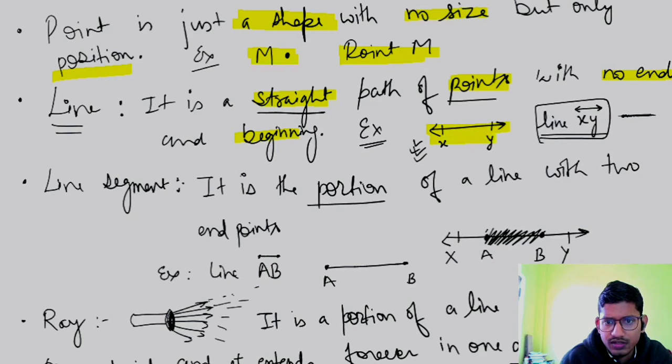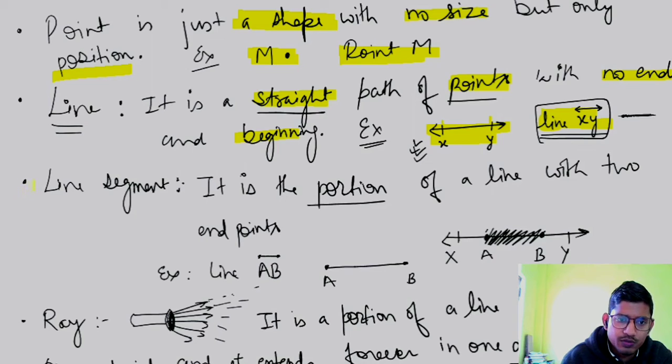We will denote a line graphically like this. If it has no endpoint, we will mark somewhere at the end like X and Y, and in theory we will write line XY. We can also avoid writing the word line. We can simply write XY and on the top make a small symbol of line. That will be sufficient.